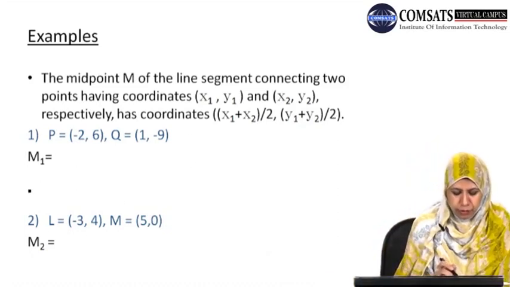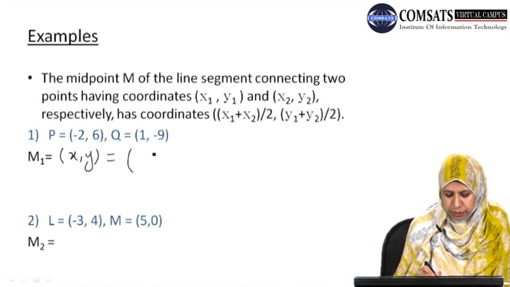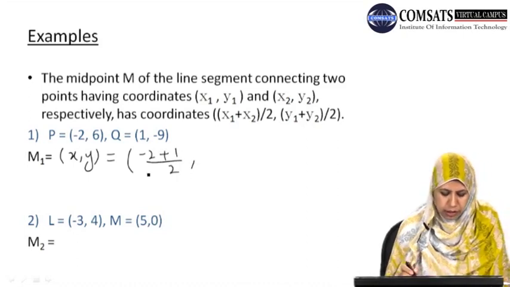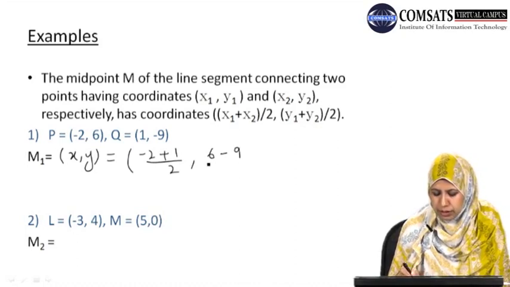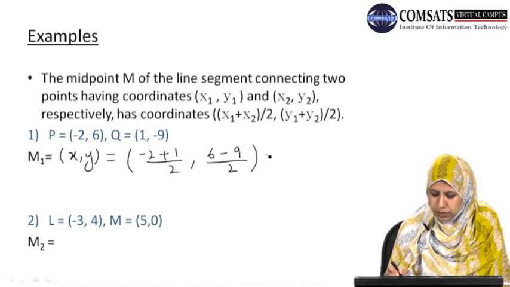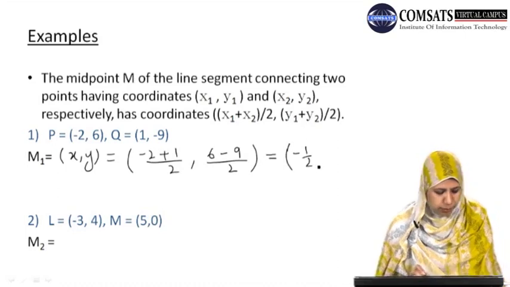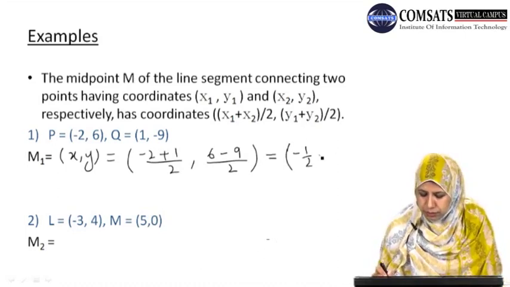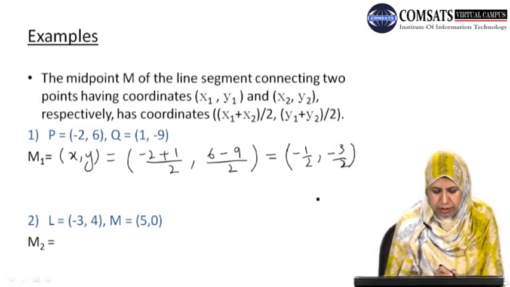Then according to the formula, the midpoint will have coordinates x and y, which will be equal to: x1 is -2 and x2 is 1 divided by 2, and y1 is 6 and y2 is -9 divided by 2, which is equal to, after simplifying, -1 by 2 and -3 by 2.